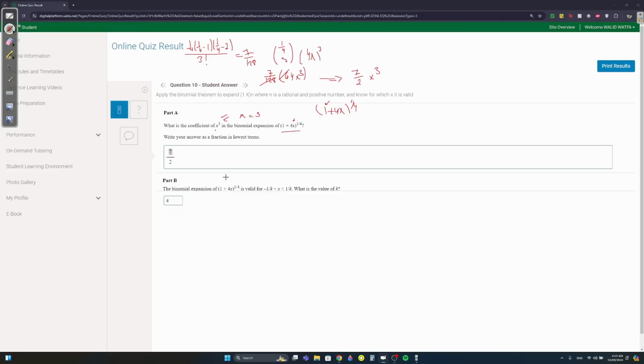The binomial expansion of this is valid for what condition? We'd have 4x, so absolute value of 4x less than 1, divided by 4, absolute value of x less than 1 over 4. So it will become, just put it in between, x less than minus 1 over 4, 1 over 4. So k is 4.